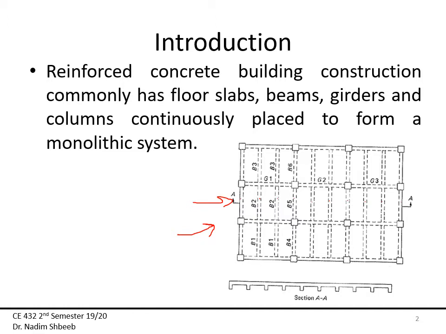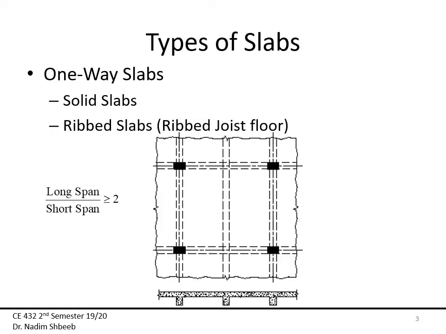So they go from the slab to the beams, from the beams to the girders if they're present. If not, they will go from the beams directly to the columns, and then from the columns they will move on to the foundations. We have two types of slabs, as I mentioned earlier. We have one-way slabs and two-way slabs. One-way slabs, we also have two types. One is a solid slab and the other is a ribbed, or what we call ribbed joist floors.